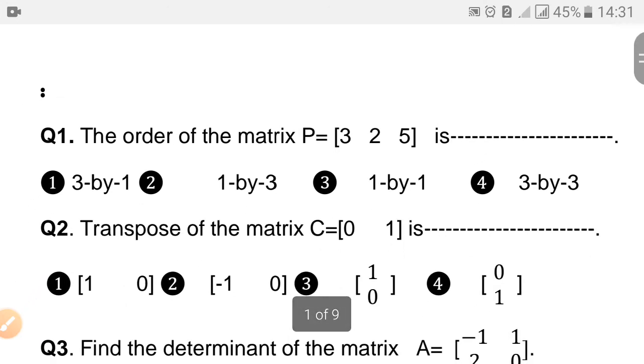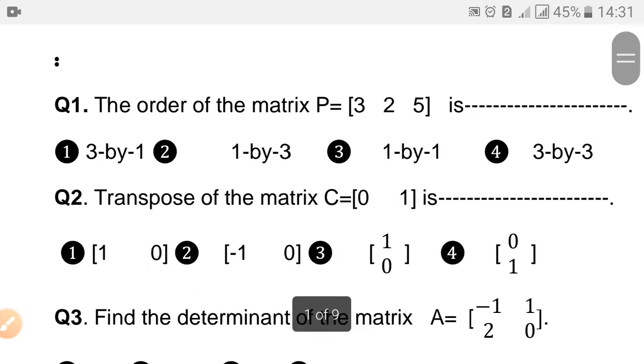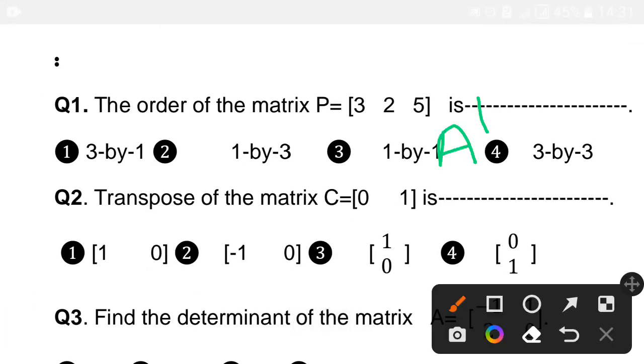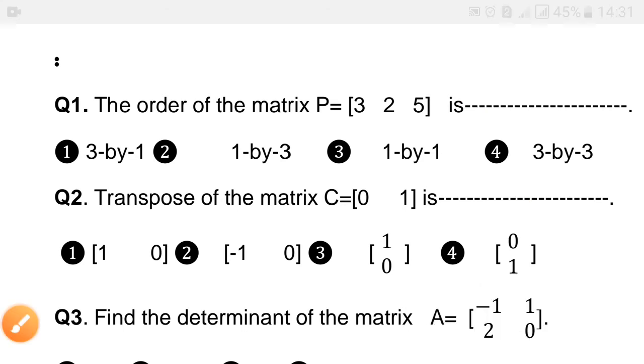In the second question, the transpose of the matrix C equal to [0, 1] is asked. The transpose of any matrix A is denoted by A to the power T, and it is obtained by changing the positions. If it is a row, it will be changed into a column, and if it is a column, it will be changed into a row. Here it is a row, so it will become a column [0, 1]. So option number 4 is the transpose of the given matrix C, and this option is right.